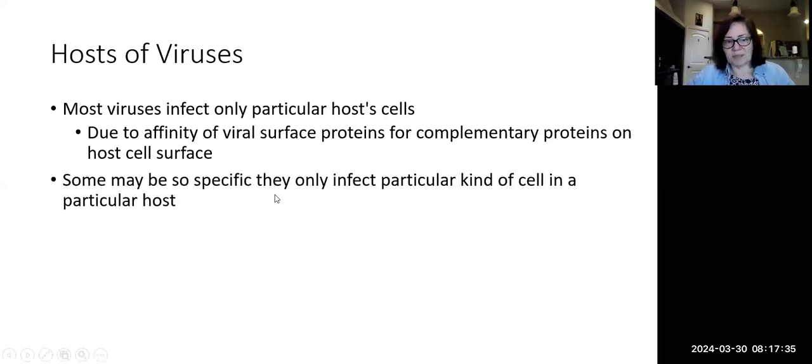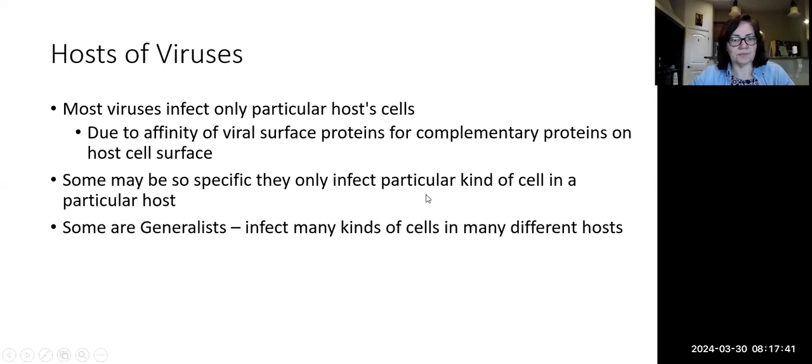That's what I'm talking about here. Their connection is so specific, they can only infect a particular kind of cell. Some viruses are more generalist, but again, it comes down to what's the key. If lots of different cells have this kind of a lock on them, then those are the cells that virus can get into.